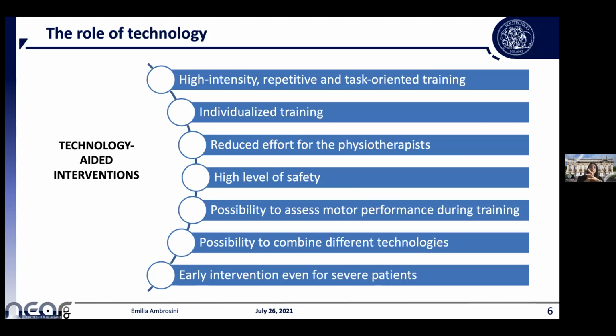And then early intervention: thanks to the use of technology, technology-based intervention can be applied very early, even for very severe patients, because technology can help them in performing tasks. So technology can play an important role in order to drive neuroplasticity.